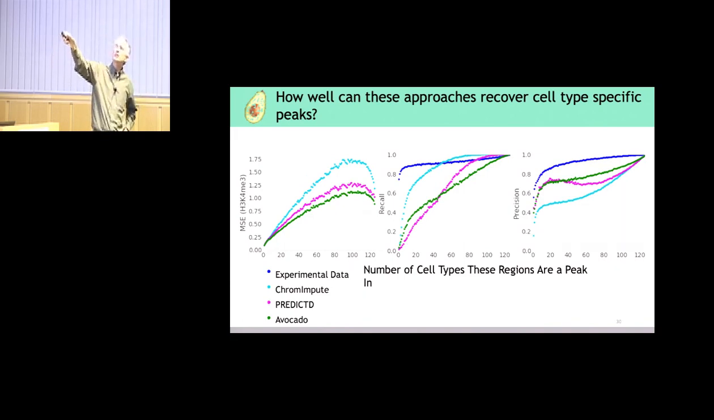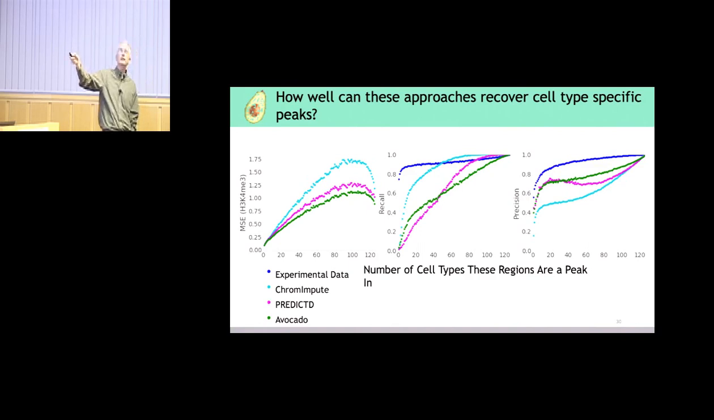And if you look at the mean squared error, you can see there's an improvement systematically between Avocado relative to Chrome impute and predicted. Then we also can do recall and precision. And here you can actually include the real experimental data as well because of that thresholding step that's involved. And what you can see is that in terms of recall, it looks like Chrome impute actually does really well compared to the other two. But in terms of precision, it does much worse.